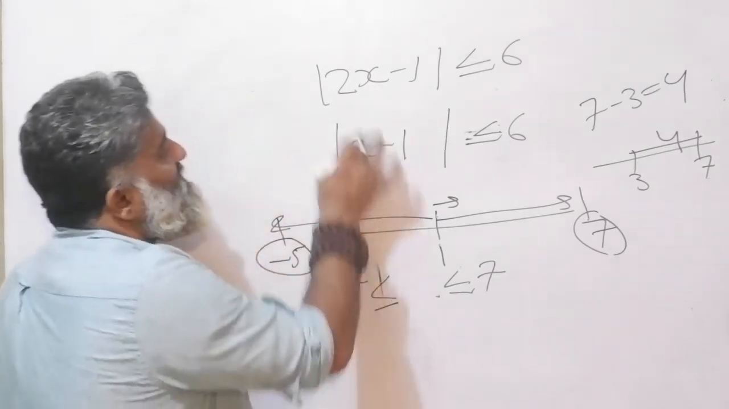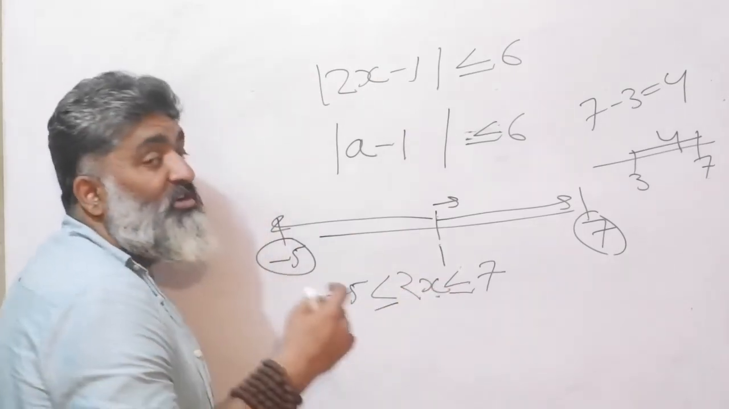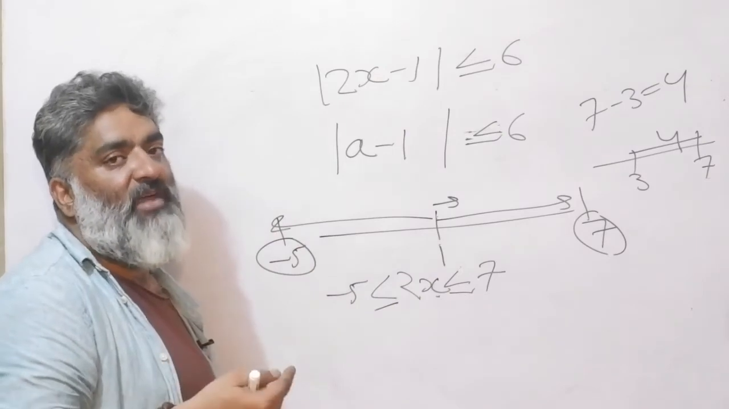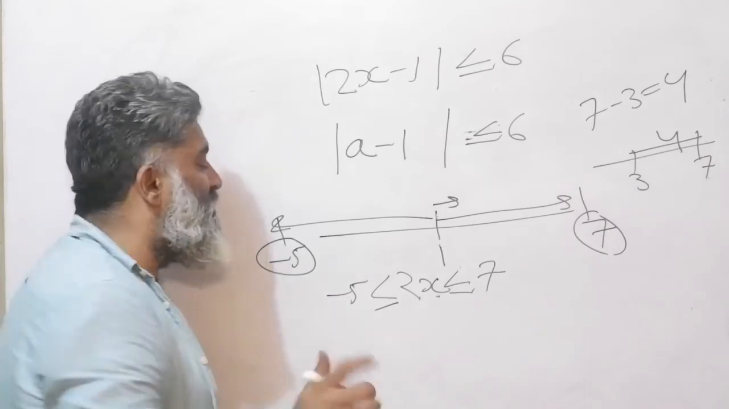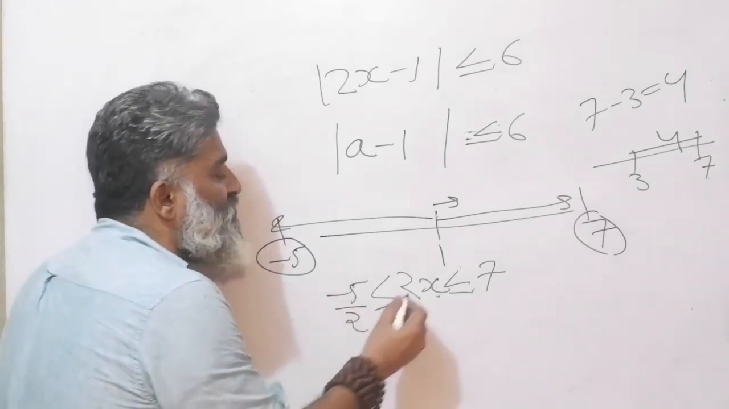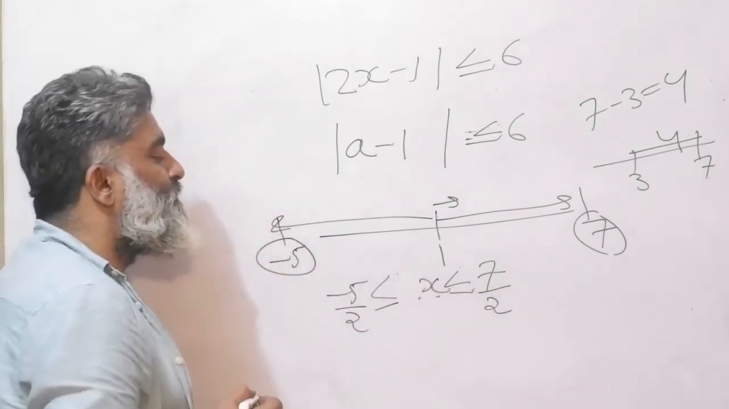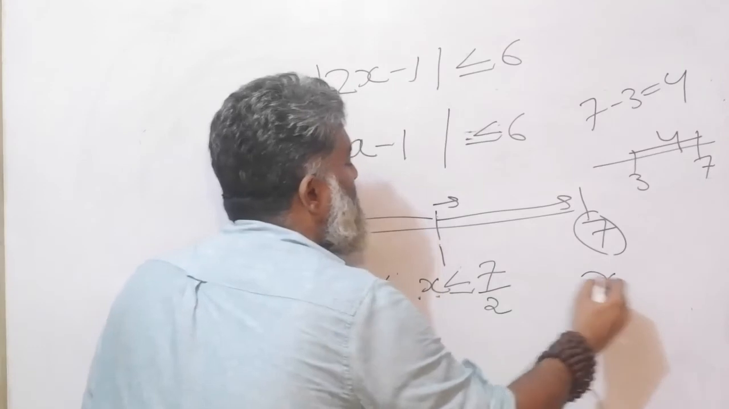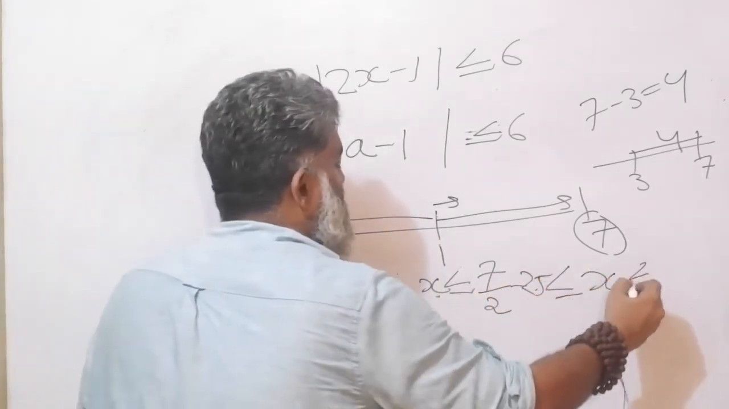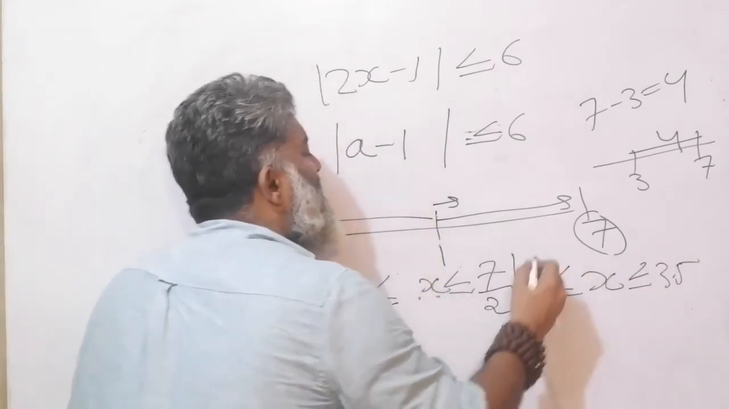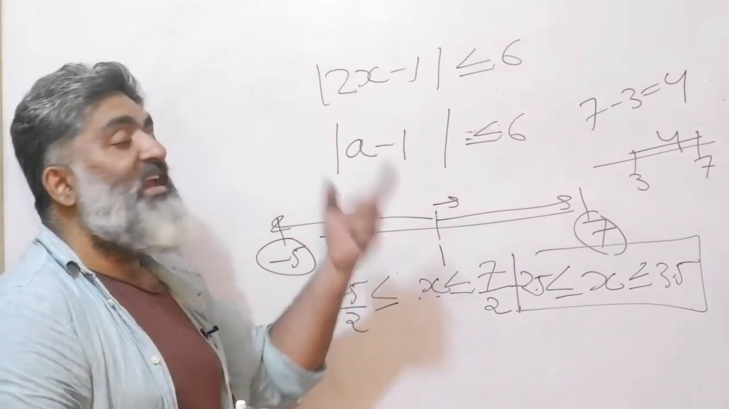Now think of a. What is a? a is nothing but 2x. And now divide everything by 2, because divide by 2 means multiply by 1 by 2. Because I'm multiplying by a positive number, my inequalities will not change at all. So minus 5 divided by 2, 2x divided by 2 will give me an x, and this will give me 7 by 2. So my final answer will be x is greater than or equal to minus 2.5, and less than or equal to 3.5.